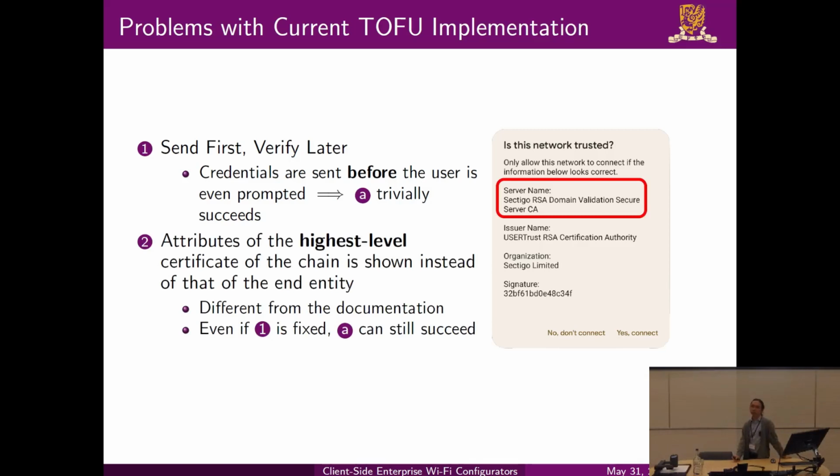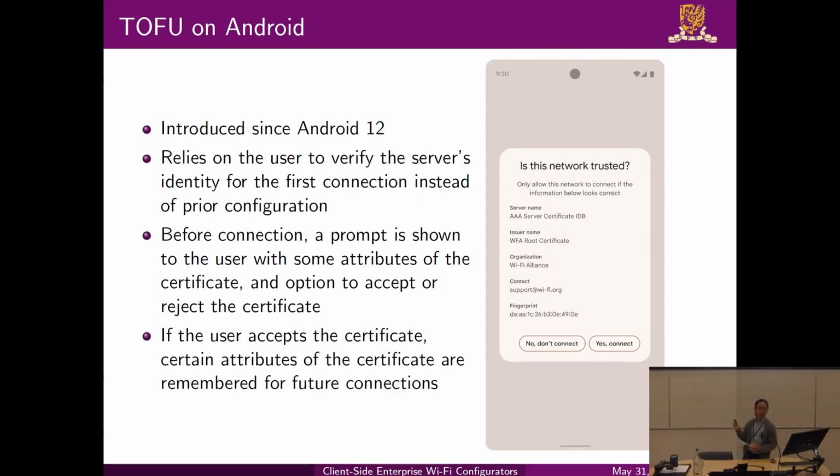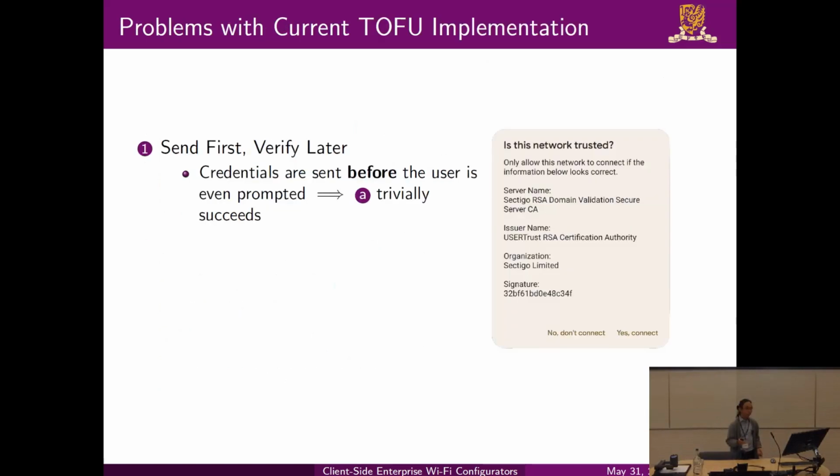And the second one is that you can notice the attributes of the highest-level certificate, meaning the one closest to the root of the chain, are shown instead of the leaf node, which is actually different from the documentation, where the server name is shown.